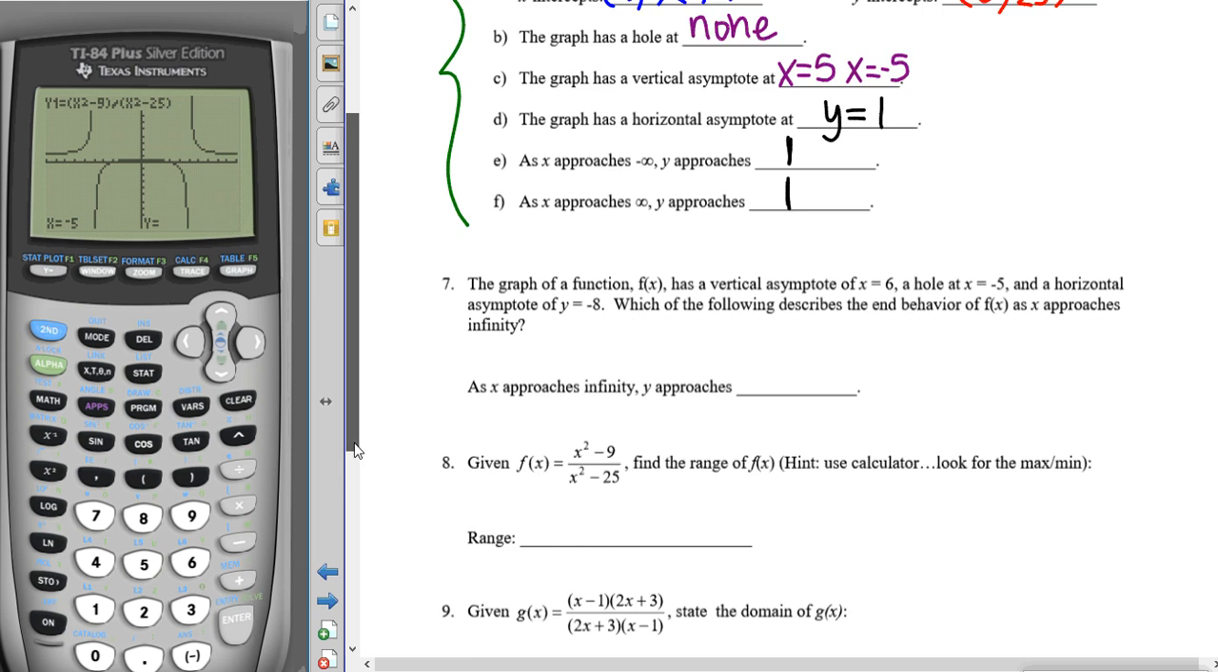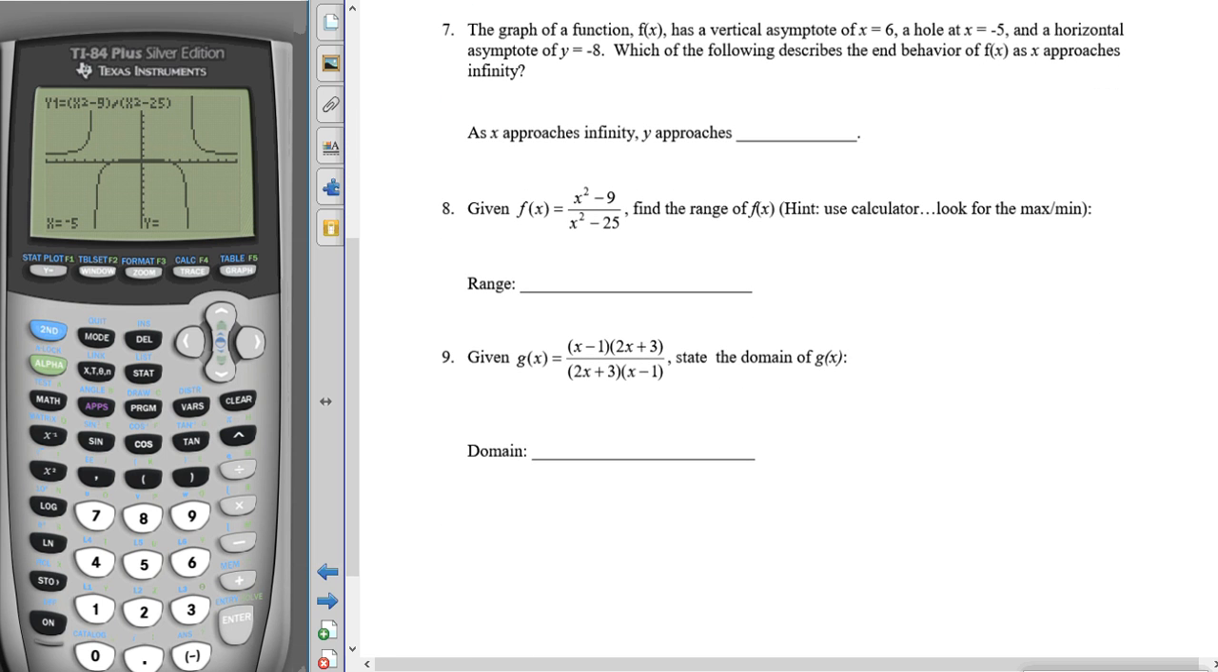All right, let's look at number 7. The graph of a function f of x has a vertical asymptote of x equals 6. It has a hole at x equals -5 and a horizontal asymptote of y equals -8. Which of the following describes the end behavior as x approaches infinity?